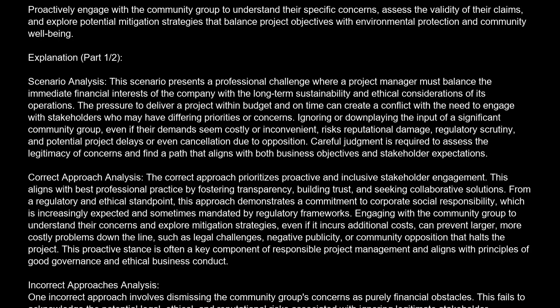Engaging with the community group to understand their concerns and explore mitigation strategies, even if it incurs additional costs, can prevent larger, more costly problems down the line, such as legal challenges, negative publicity, or community opposition that halts the project. This proactive stance is often a key component of responsible project management and aligns with principles of good governance and ethical business conduct. Incorrect approaches analysis.